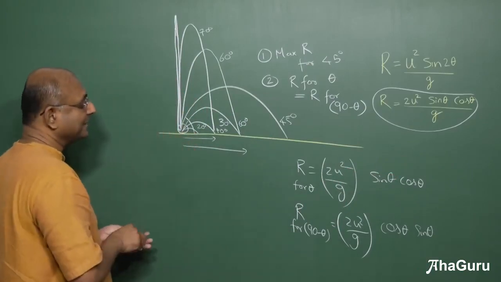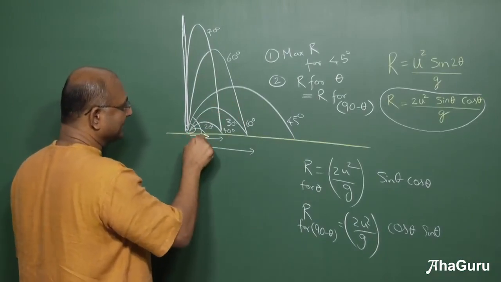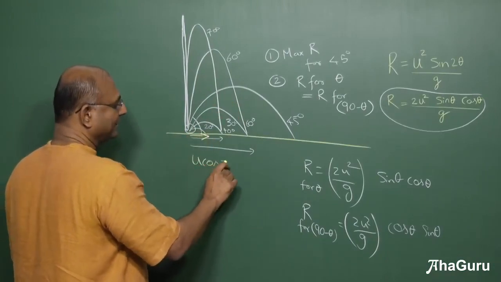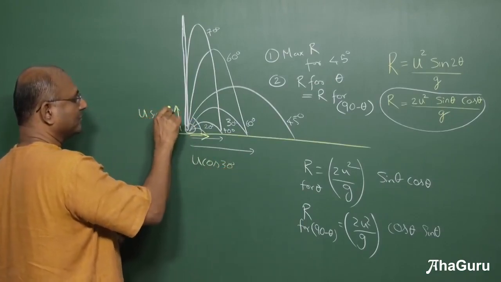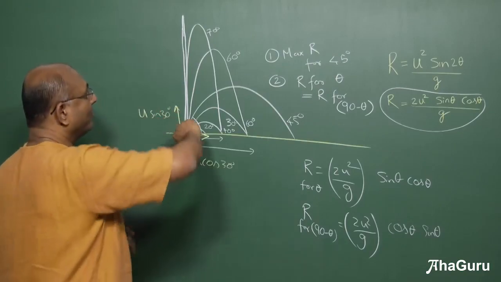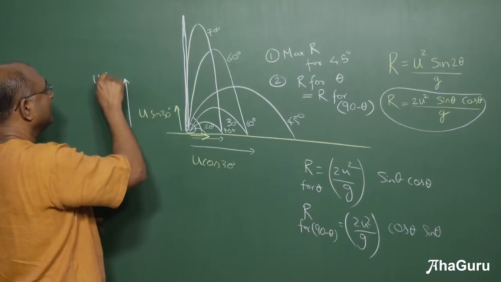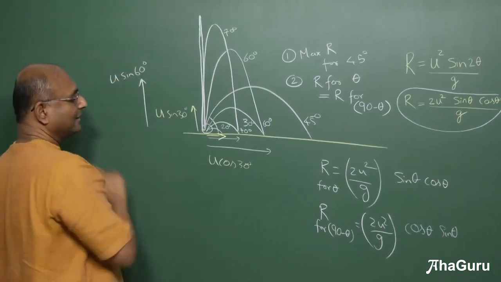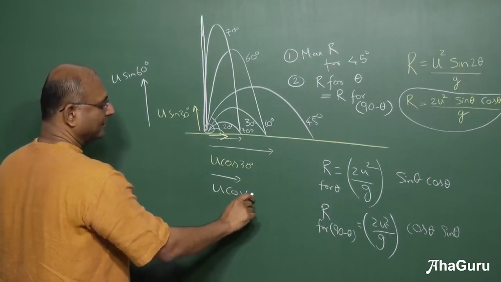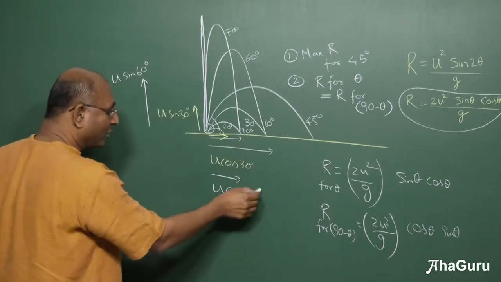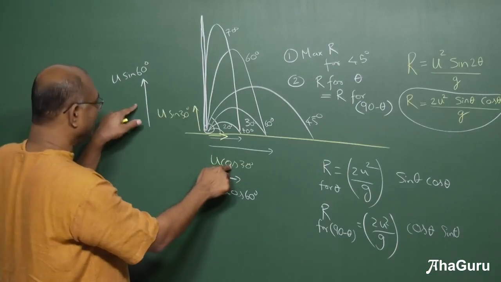So what is the difference? Let us look at this 30 and 60. When you are going at 30, this velocity is u cos 30 and that velocity is u sin 30. But if you're going at 60, then this velocity is u sin 60 and this velocity is u cos 60. But u cos 60 is the same as u sin 30. In terms of values, these two are equal, and in terms of values, those two are equal.